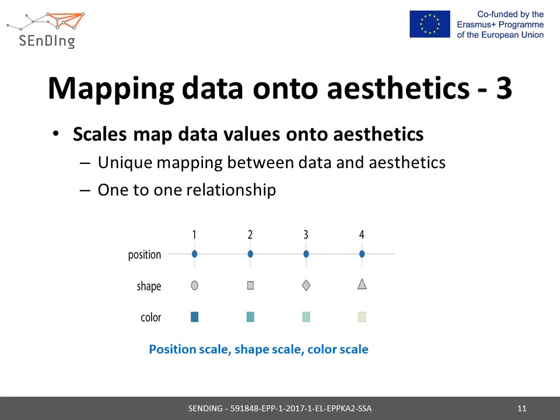A scale defines a unique mapping between data and aesthetics. Importantly, a scale must be 1-to-1, such that for each specific data value there is exactly one aesthetics value and vice versa. If a scale isn't 1-to-1, then the data visualization becomes ambiguous. In this figure, the numbers 1 through 4 have been mapped onto a position, a shape, and a color scale. For each scale, each number corresponds to a unique position, shape, or color, and vice versa.